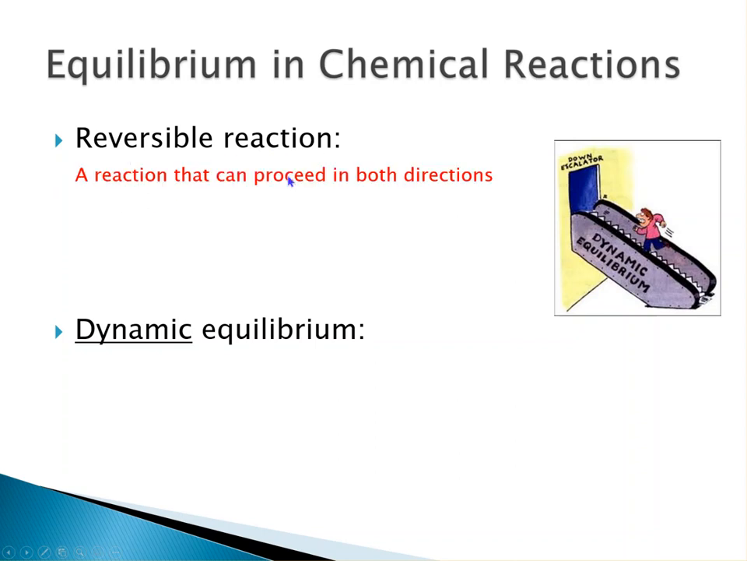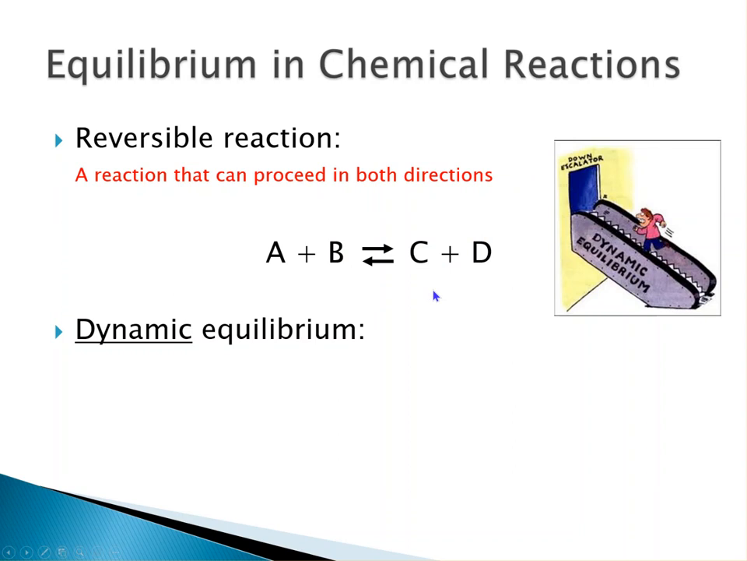A reversible reaction is a reaction that can proceed in both directions. So it's just a reversible thing. One reversible thing is my commute, because I can drive from home and go to work, and the reverse would be go to work to home.